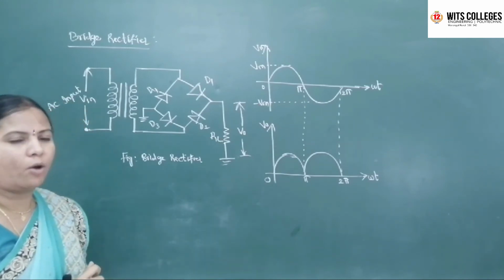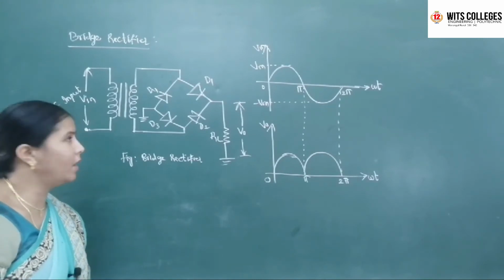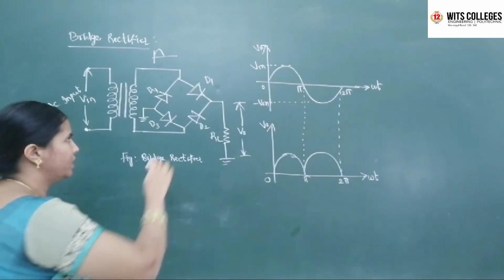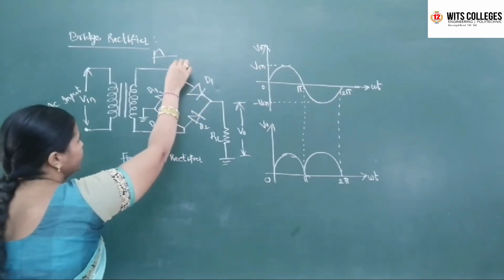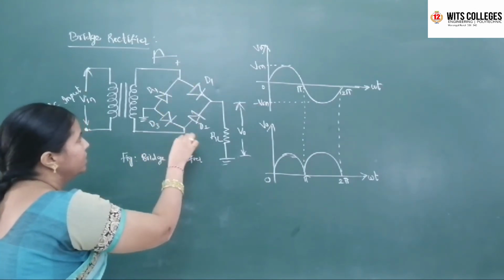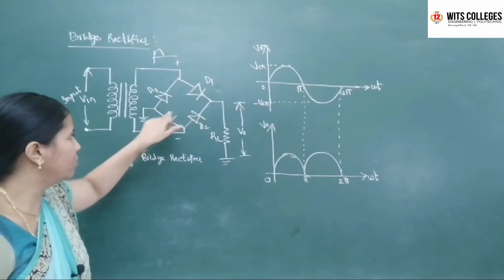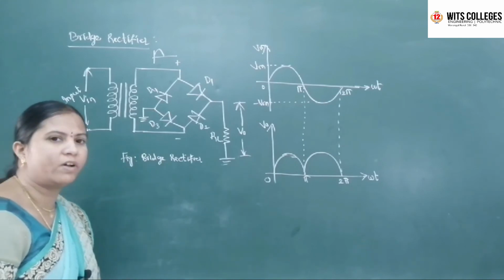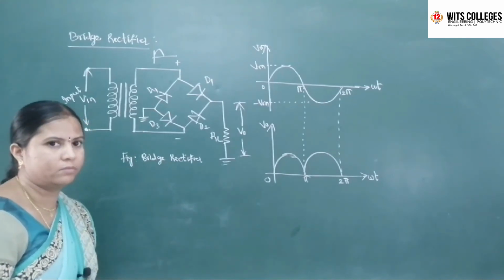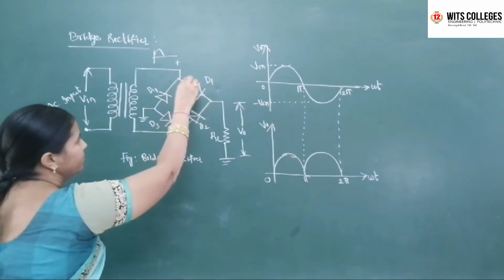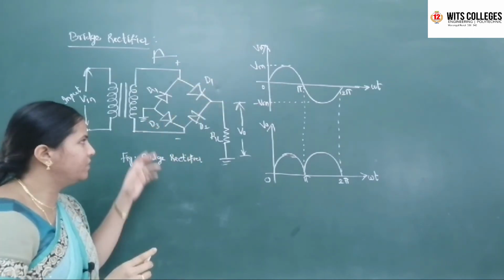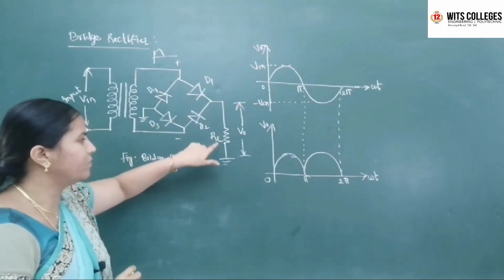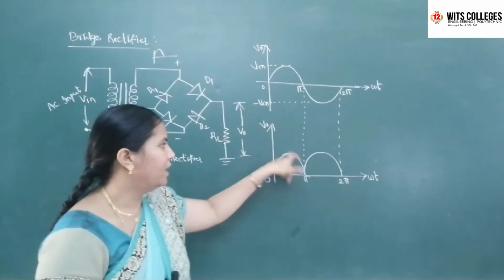Coming to the operation of the bridge rectifier, during the positive half cycle of the AC input voltage, the secondary terminal becomes positive at D1 and negative at D3 side. That means the D1 and D3 diodes are forward biased, so they conduct, and the D2, D4 diodes are reverse biased, so they will not conduct. The D1, D3 diodes will be in series with the load resistor RL. So whatever input AC voltage you connect, it will appear at the load resistor RL like this.